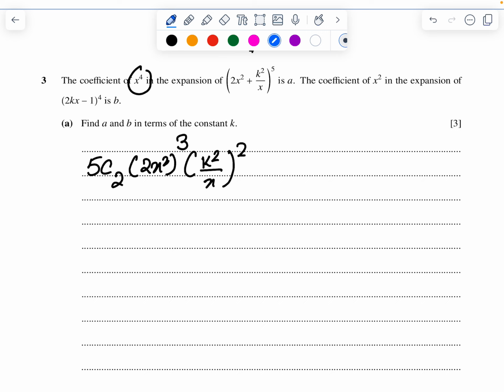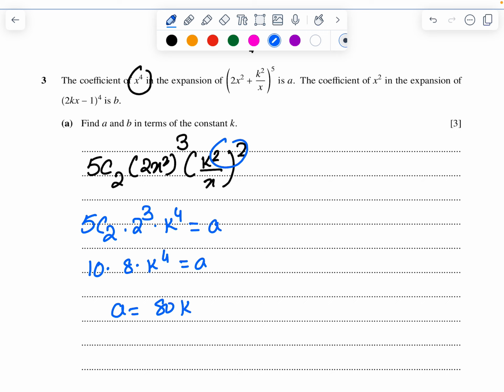So what will be the coefficient? 5C2 times 2 to the power 3 times k to the power 2 squared, which is k to the power 4, equals a. 5C2 is 10, times 8, k to the power 4 equals a. So a is 80k to the power 4.